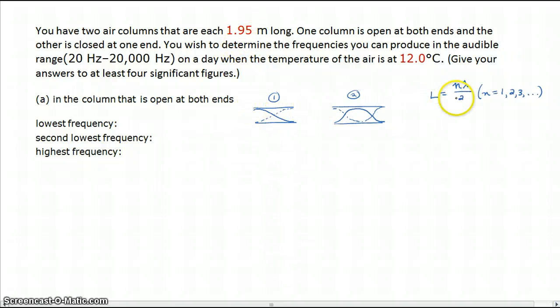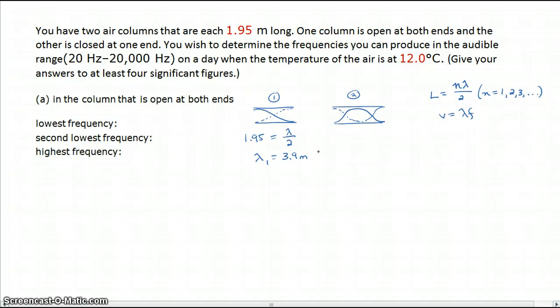I'm going to use that and this formula to find my wavelength, and then from that find my frequency, because I know v equals lambda f. Right? So let's take a look at that. If I use my L as 1.95 meters, and I say that is equal to, in the first case where n equals 1, it's just going to be equal to lambda over 2. That means my first wavelength that can fit in there is going to be a wavelength of 3.9 meters.